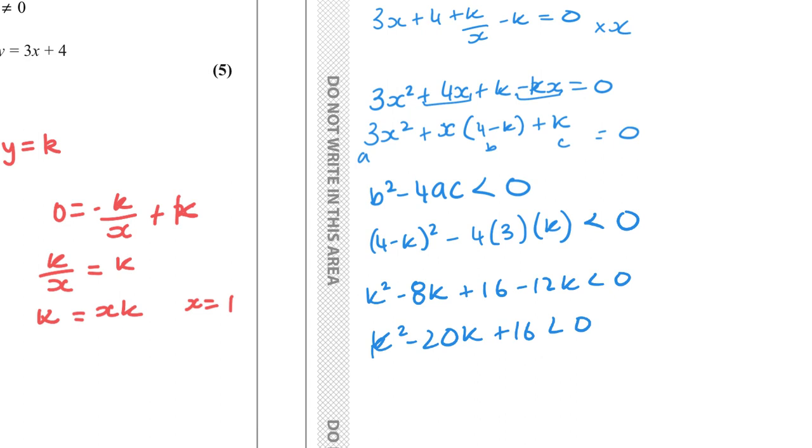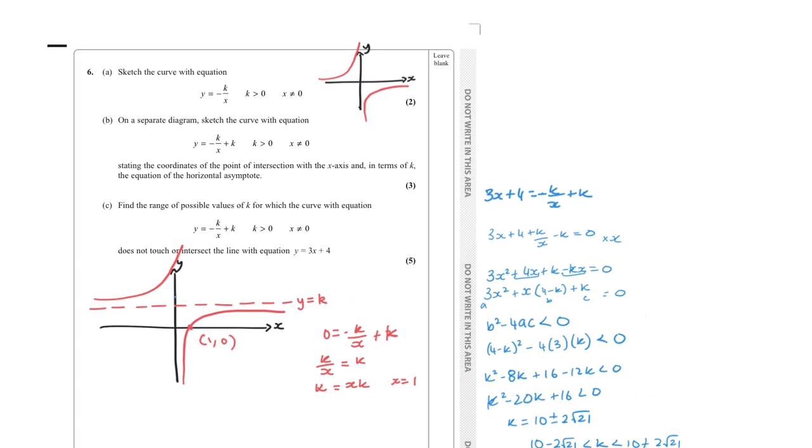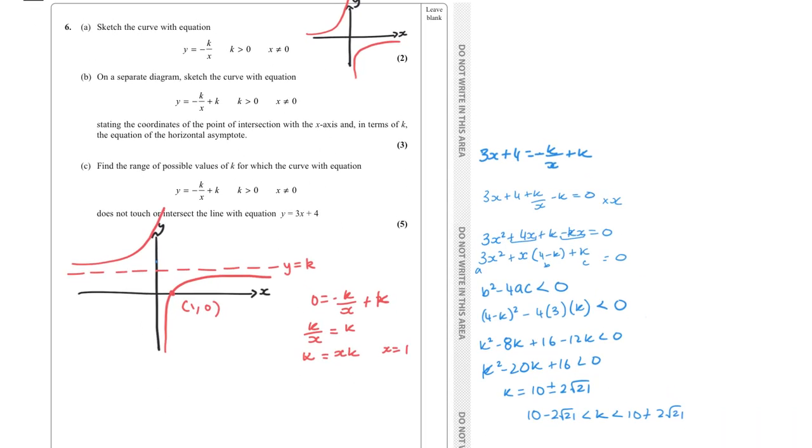Oh, okay. So wait there. Okay, so when I solve this, I get k equals 10 plus or minus 2 root 21. Now, this is less than 0, and it's a positive, so that means we have one inequality. So we have 10 minus 2 root 21 is less than k, which is less than 10 plus 2 root 21. Brilliant, and there we have it. Nice, 5 marks.